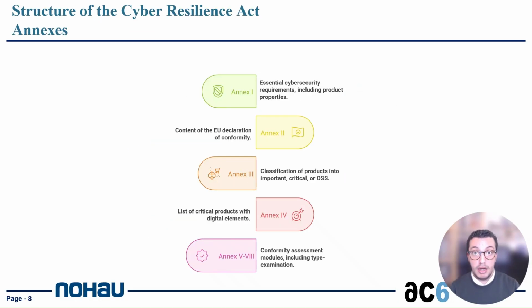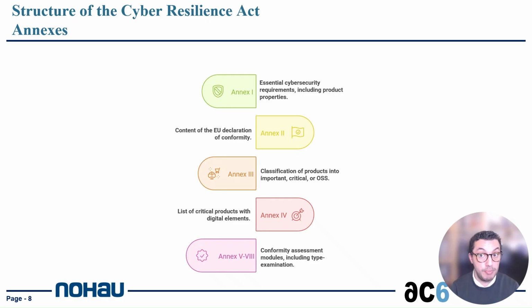So these are the key annexes of the CRA. The parts that we constantly refer to when designing, documenting, and assessing a product. Annex 1 is the big one, which has essential cybersecurity requirements. It tells us how the product must behave from a security point of view. The Annex 2 will describe what must appear in the EU Declaration of Conformity, this document you sign when placing a product on the market.